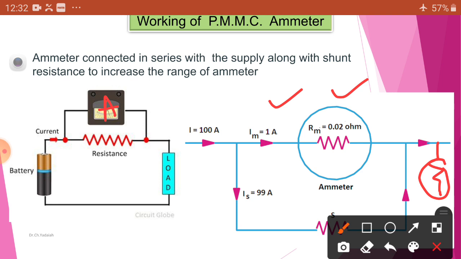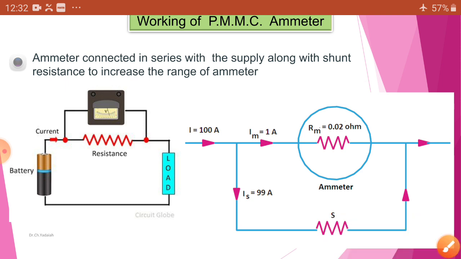Now what is the purpose? Here, instead of 1 ampere, 100 amperes has to be measured. It is very small equipment, and with this small equipment I am going to measure nearly up to 100 amperes with the help of the shunt. You can see the shunt resistor S.